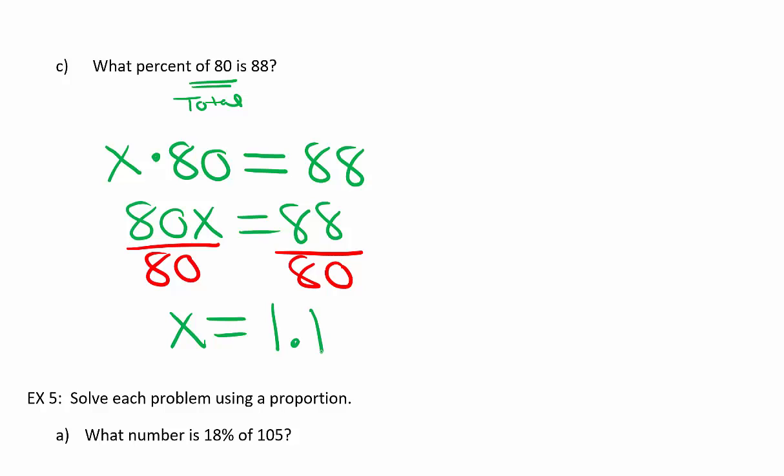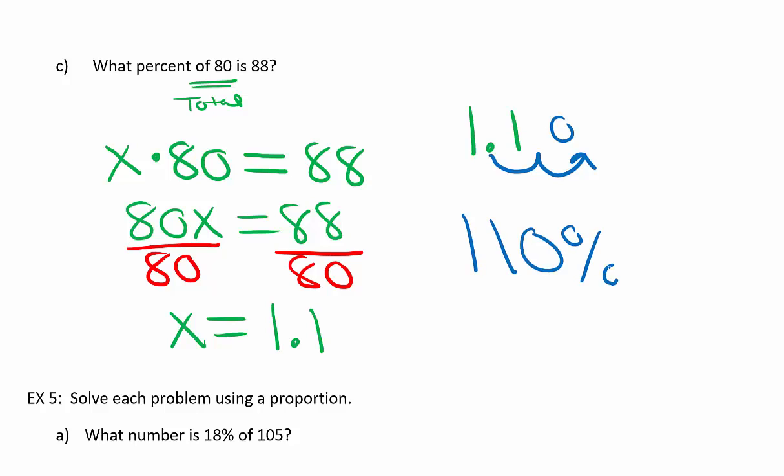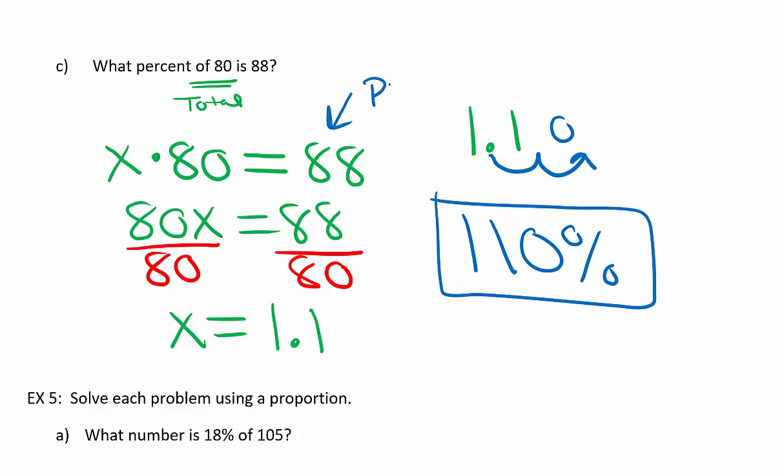I want to know what this is as a percentage, and when I do the math, I actually get a decimal. To change a percent into a decimal, we have to move the decimal 2 places to the left. So to do the opposite, we're going to move the decimal 2 places to the right. So 1.1 is the same as 110%. Now in this case, I actually got a number that was bigger than 100% because my part was 88 and my total was 80. The part is actually bigger than the total, so it's more than 100% of the total.